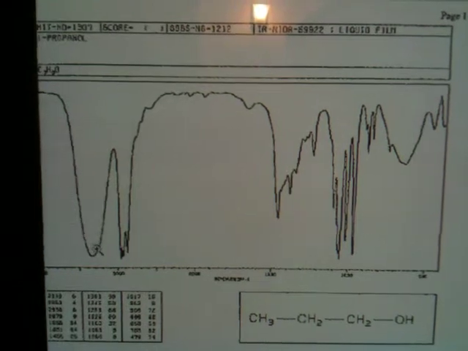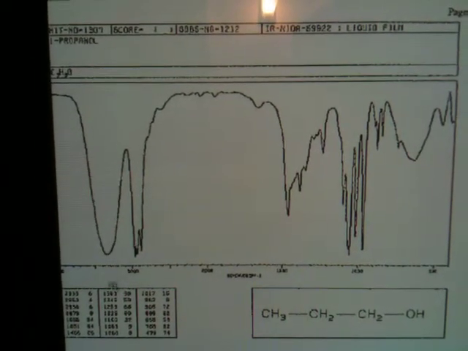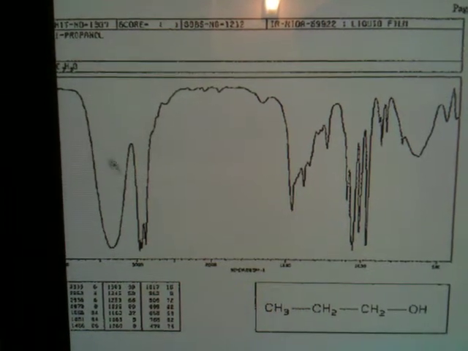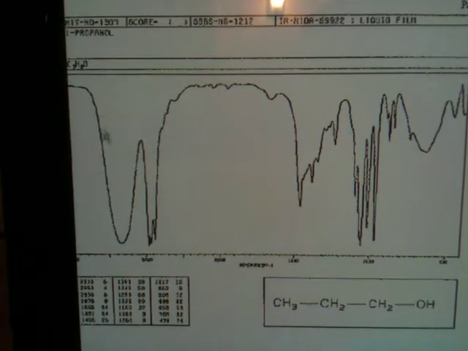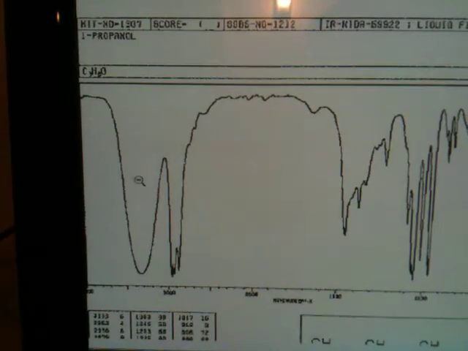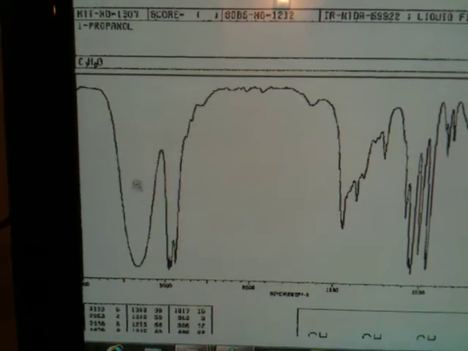So we're not just looking at the position, which is at around 3,400 or 3,300. We're also looking at the landscape, and the landscape of an alcohol is a very smooth, broad peak. And this is what I meant. It's like radiology. After a while, you'll have images in your head, and you'll be able to interpret them.